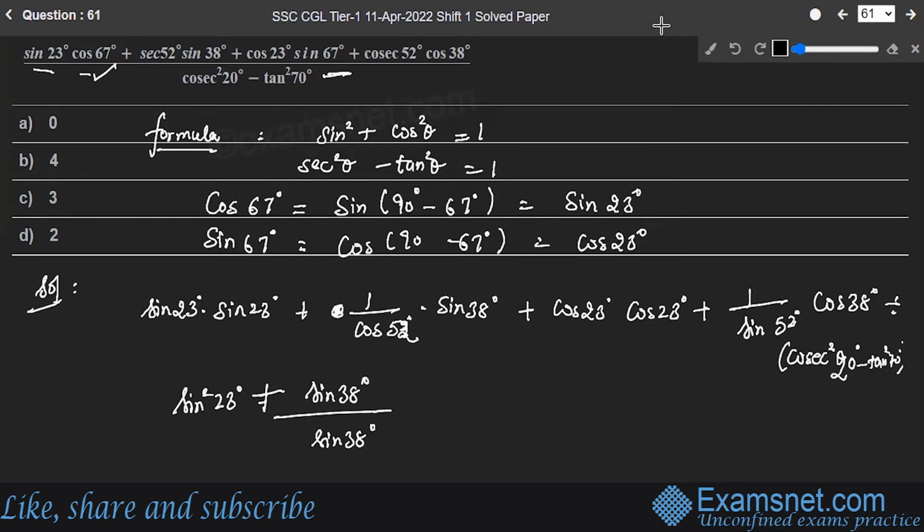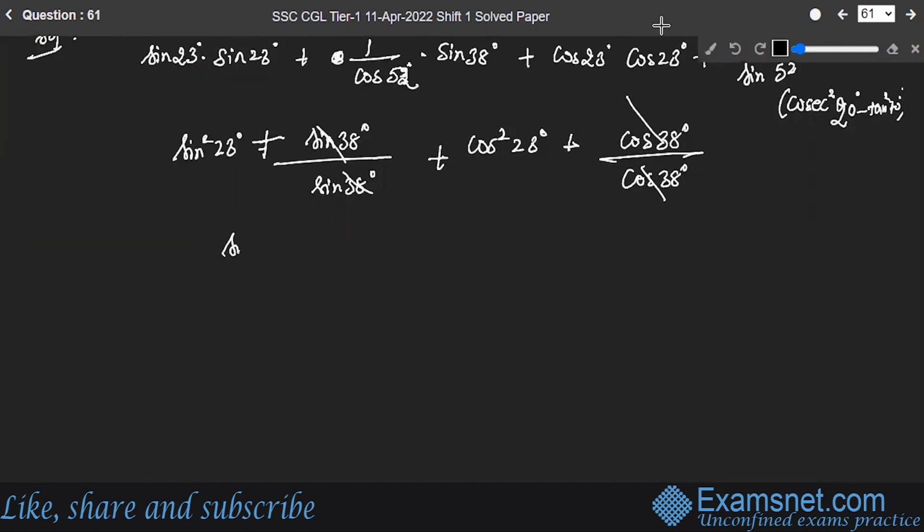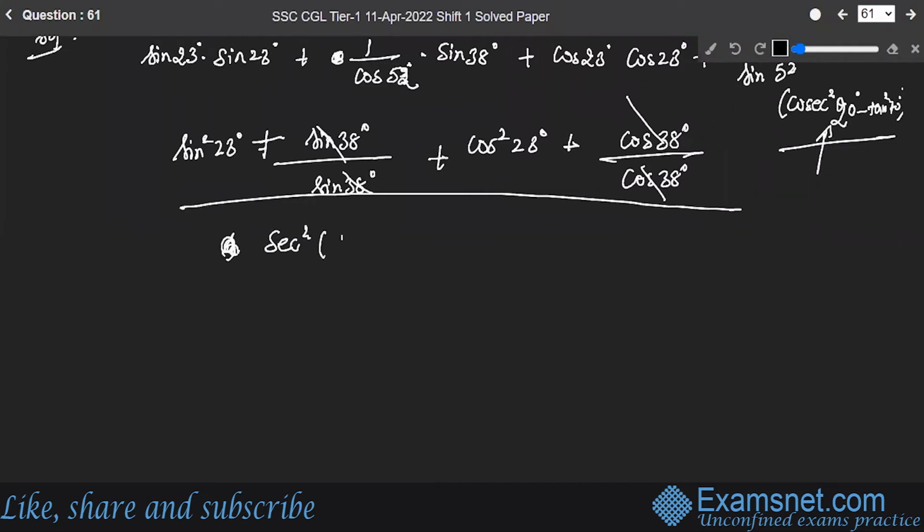All right. So this plus cos square 23 degrees, right? Plus cos 38 and sine 52 can be written as cos 38 degrees. Again, they will cancel, right? And what you will have is this whole divided by cosecant square 20 degrees minus tan square 20 degrees. Similarly, this cosecant square 20 degrees will be changed to secant square (90 minus 20) degrees minus tan square 70 degrees.